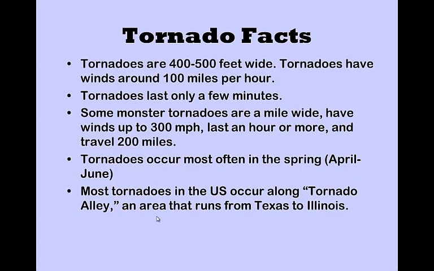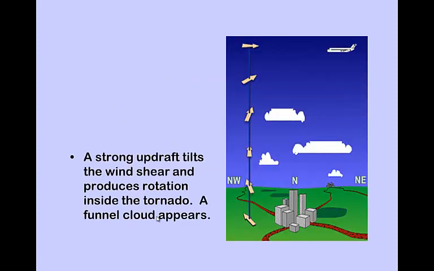A strong uplift will tilt the wind shear and produce a rotation inside a tornado, and a funnel cloud will appear. So here you have the wind coming in this direction, and then this one, and then this one. So you see how at different levels they're pointing different directions. So it will make a rotation like this that will form that funnel cloud.